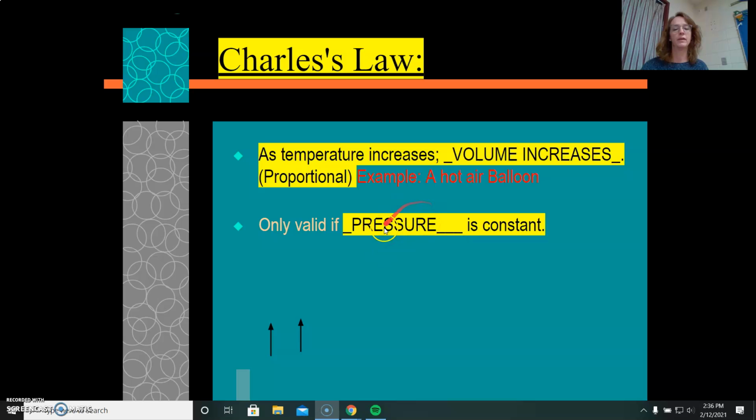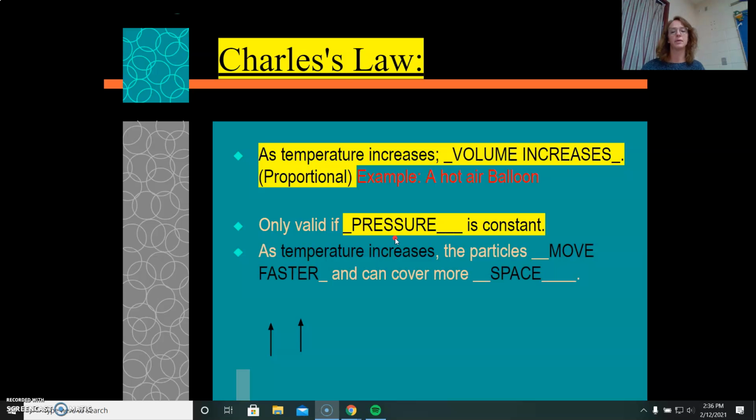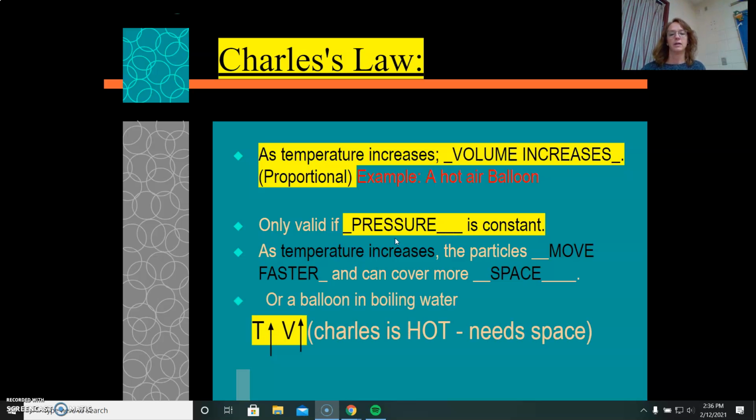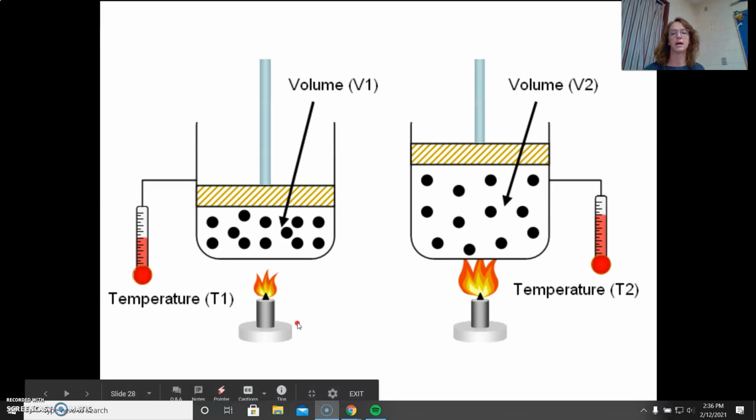Again, we have to keep one of these parts constant, so we have to keep pressure constant all the time. So again, as temperature increases, those particles move faster because they have more energy, so they're flying around. So that means they can take up more space, so it's going to make that balloon bigger. I'll show you a balloon in boiling water later, but Charles' law is about TV. I'm going to show you a trick there in a minute, and T and V both go up because Charles thinks he's really cool. So thumbs up to Charles, TV both goes up.